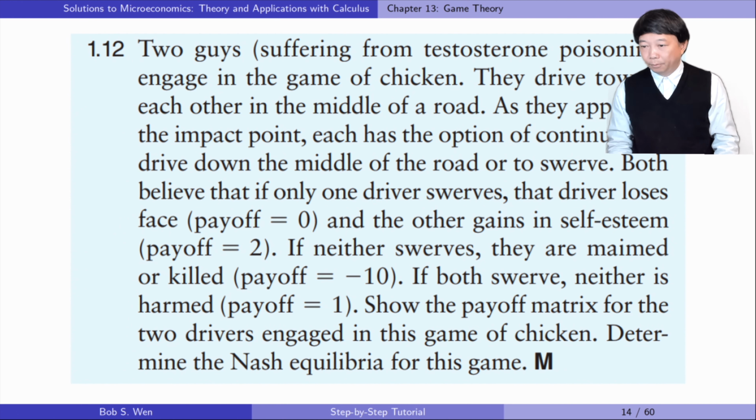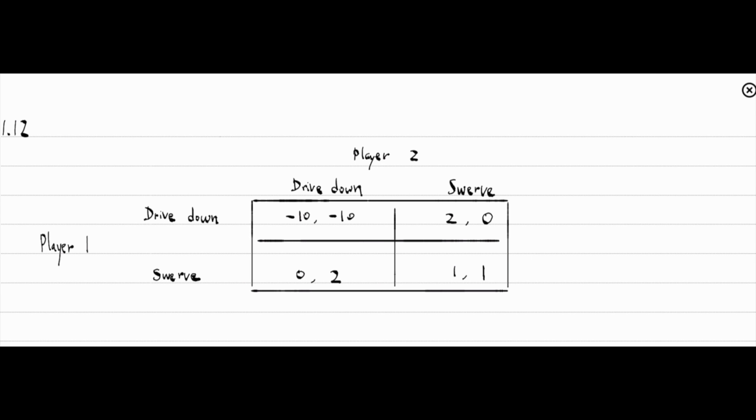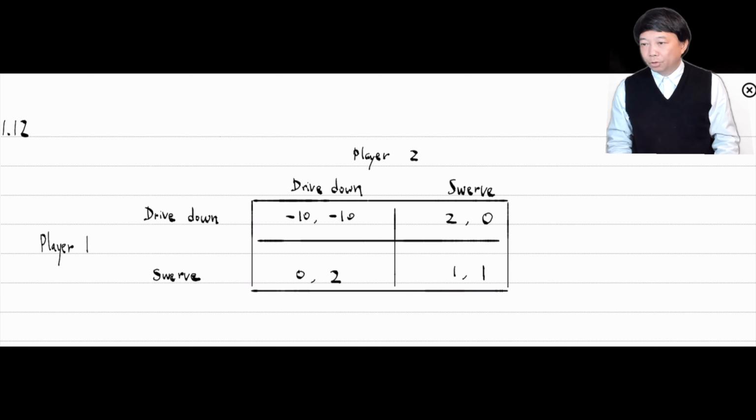If both swerve, neither is harmed. So the payoff matrix for the two drivers engaged in this game of chicken determines the Nash equilibria for this game. We can draw the payoff matrix for the game of chicken. The first number in each cell is player 1's payoff, and the second number is player 2's payoff. We use the best response approach to find the pure strategy Nash equilibrium.